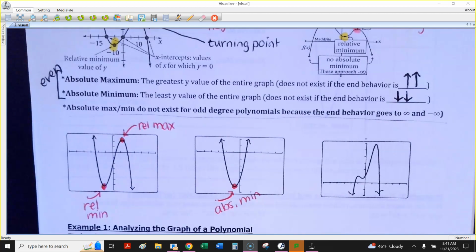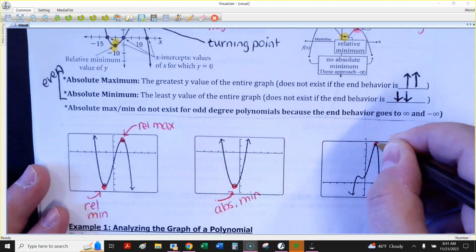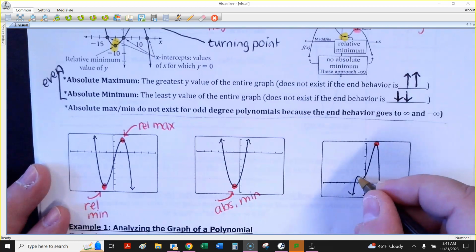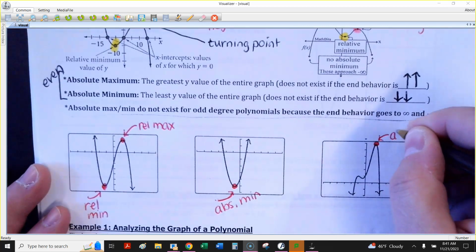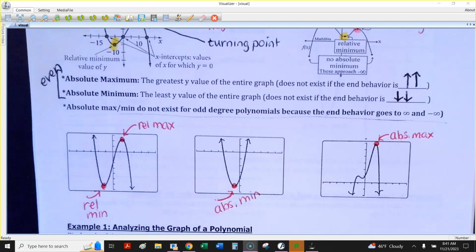And then this last graph is a little tricky. So there are kind of 3 points I'm going to try to draw on. These two are really close to each other. But this is going to be an absolute maximum. That point is literally the top of the graph because the arrows both point down on the bottom of that graph. So there's nothing above that.